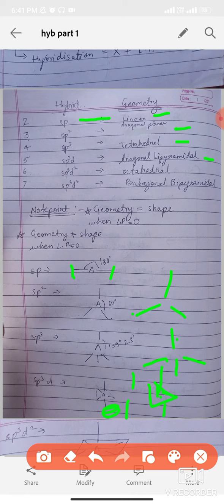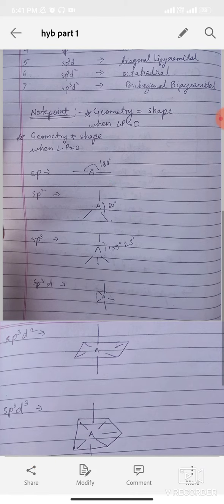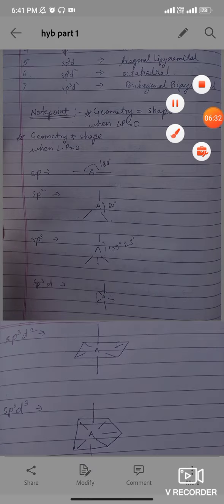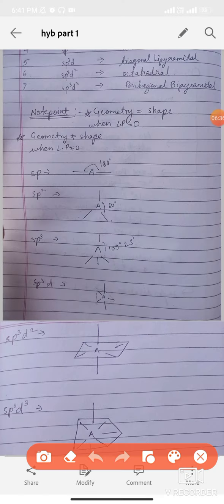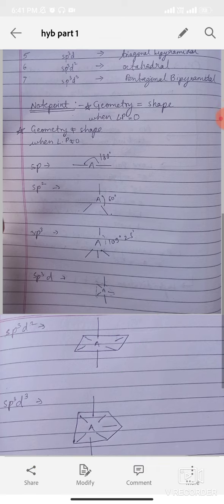Okay, then the next one, sp3d2. For sp3d2 one square is there. So what geometry is this? This is octahedral geometry. Don't confuse it with the number 6. If number 6 were the name, it would be hexa or something. No, for 6 it is going to be octahedral. Remember, this is octahedral.